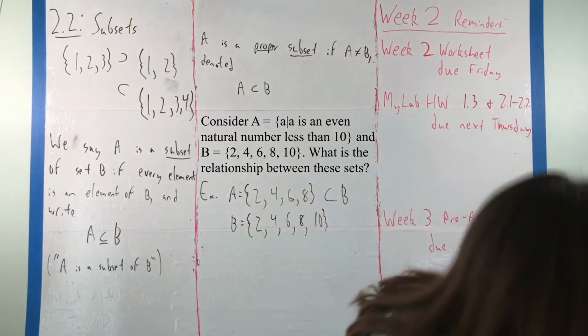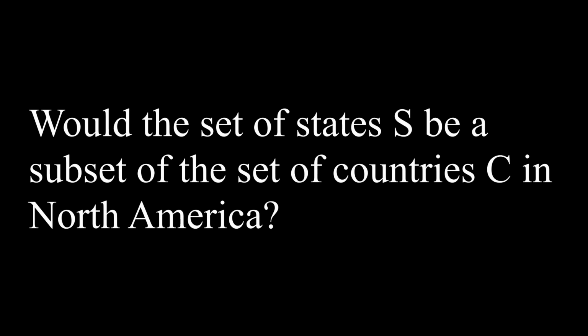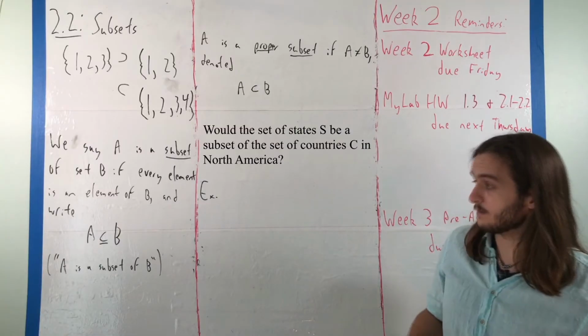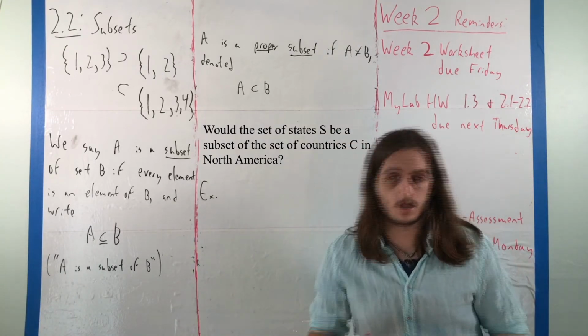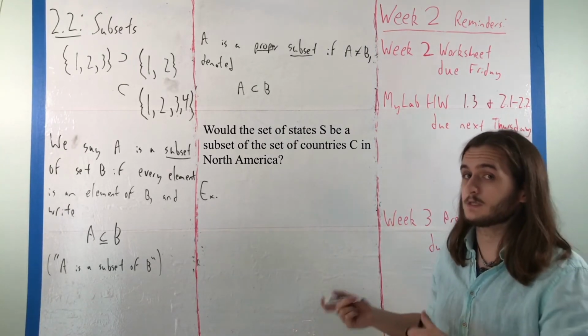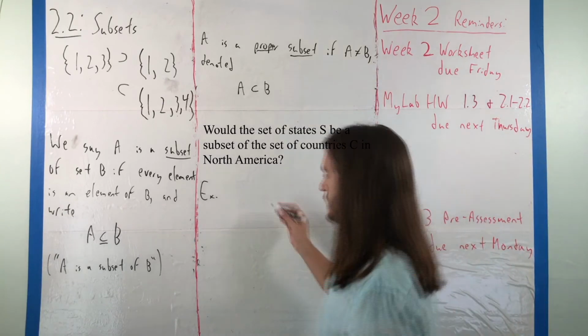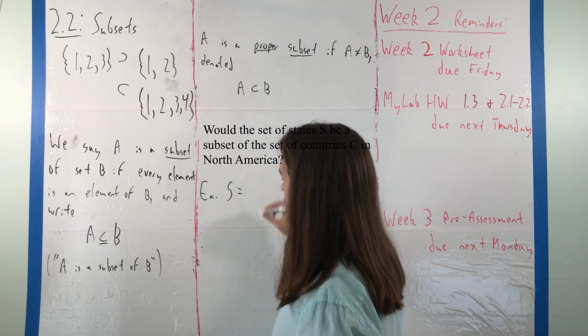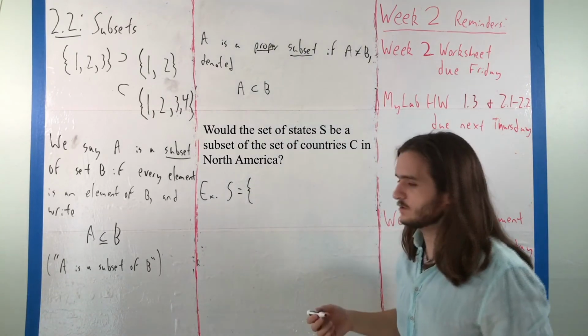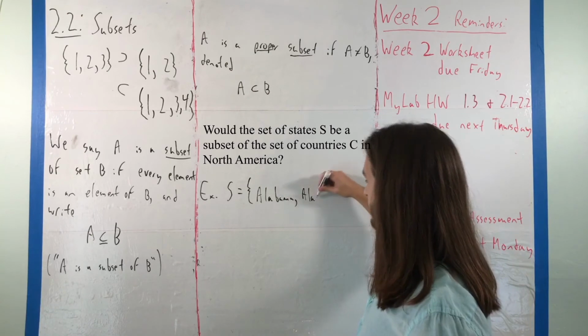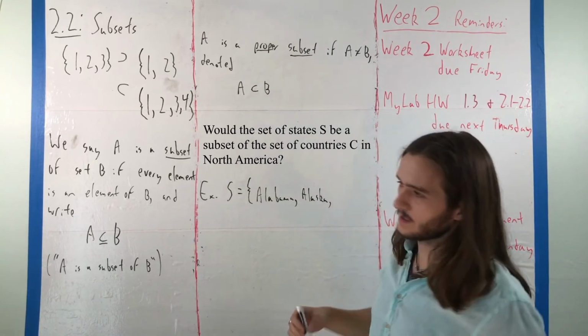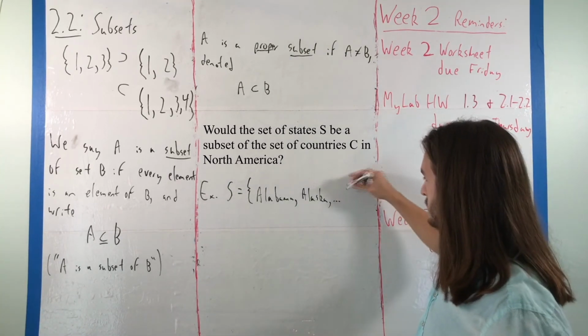Let's try one more quick example on top of this. So let's say you have two sets. Let's say you have the set S, which consists of all states, and we have the set C, where C is the countries in North America, and we want to see if there's a relationship between S and C. Now, let's first think about what each of those sets actually is. We'll only be given a description of S, if we want to write that out. It consists of all states. Let's say that's Alabama, Alaska, Arizona, Arkansas, California, Colorado, Connecticut, and so on. All the states.